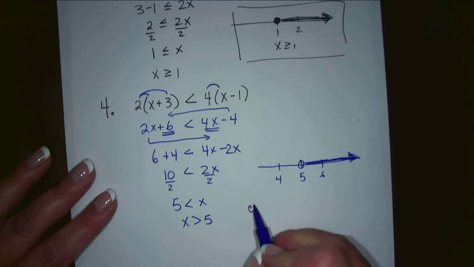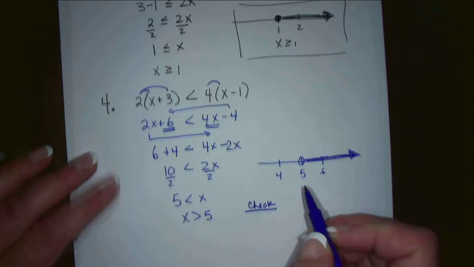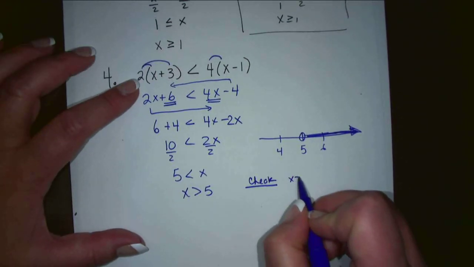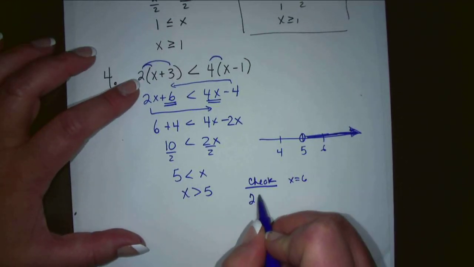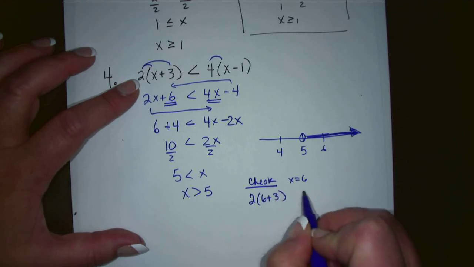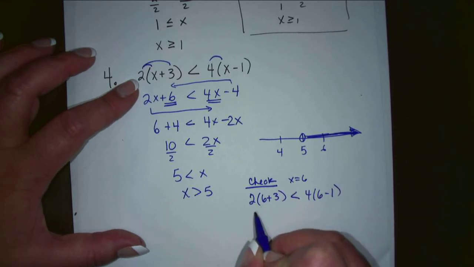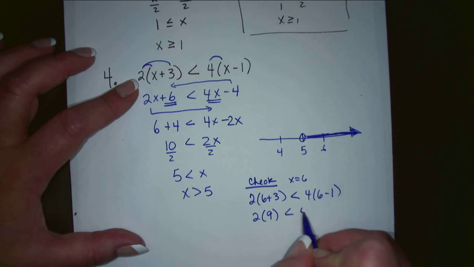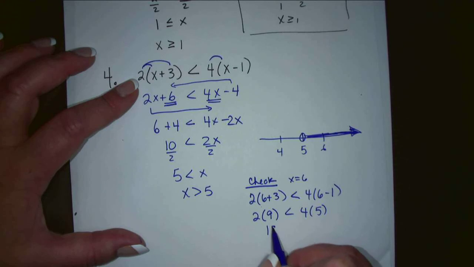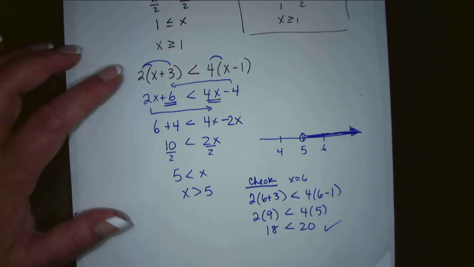So if we were to check, we would plug in, like x is 6, into the original equation. Six plus 3, and 6 minus 1. 18 is less than 20. True. So we've got the right side. Okay.